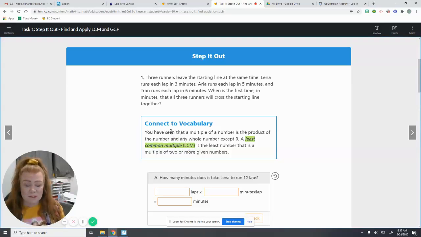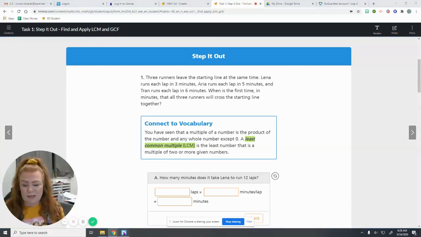We know multiples mean more. Connect those words together: multiple, more, go together. We are looking for products of another number, so it's like timesing. If we're making multiples of 4, 4 times 1 is 4, 4 times 2 is 8, 4 times 3 is 12. So 4, 8, 12, all the products of a number. Skip counting is another way to think of that.